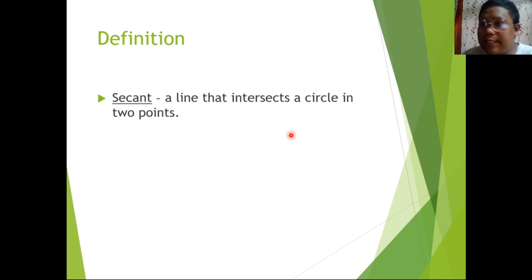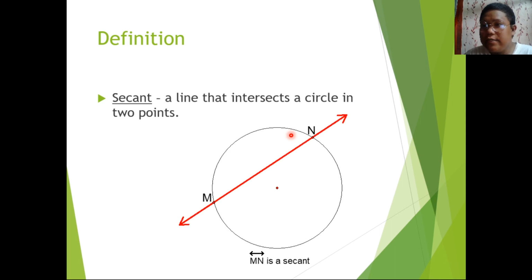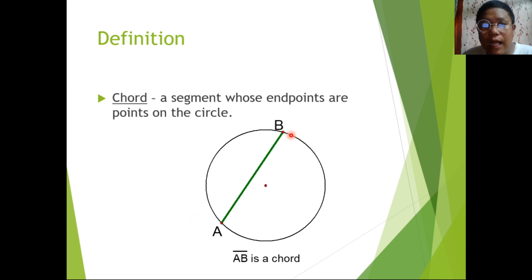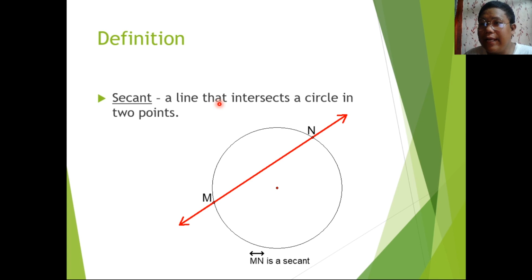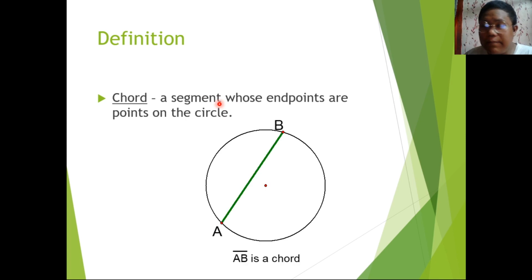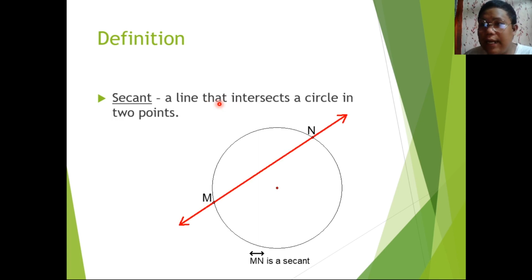Next is the secant. A secant is a line that intersects a circle at two points. It is similar to a chord, but the difference is that a chord is a segment, while a secant is a line. Again, a chord is a segment, a secant is a line.